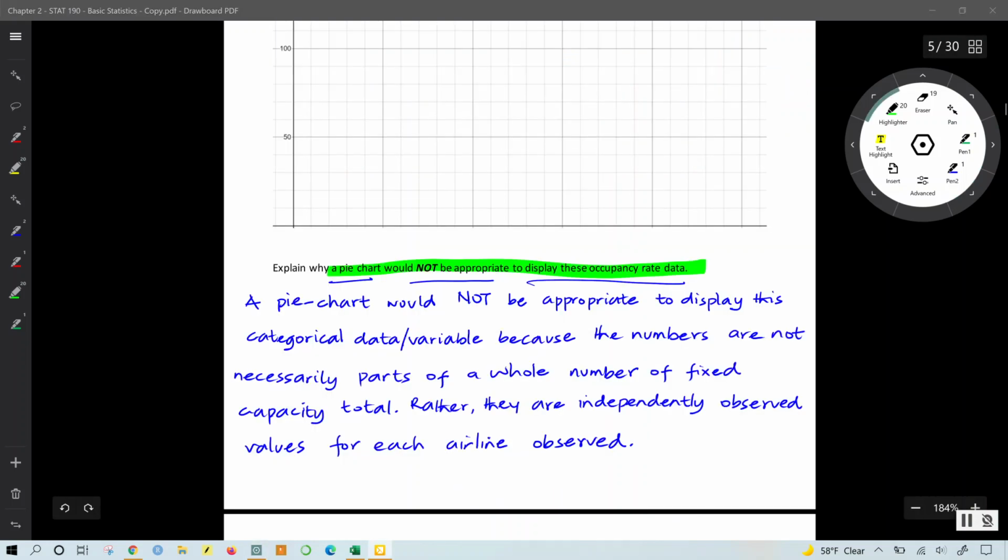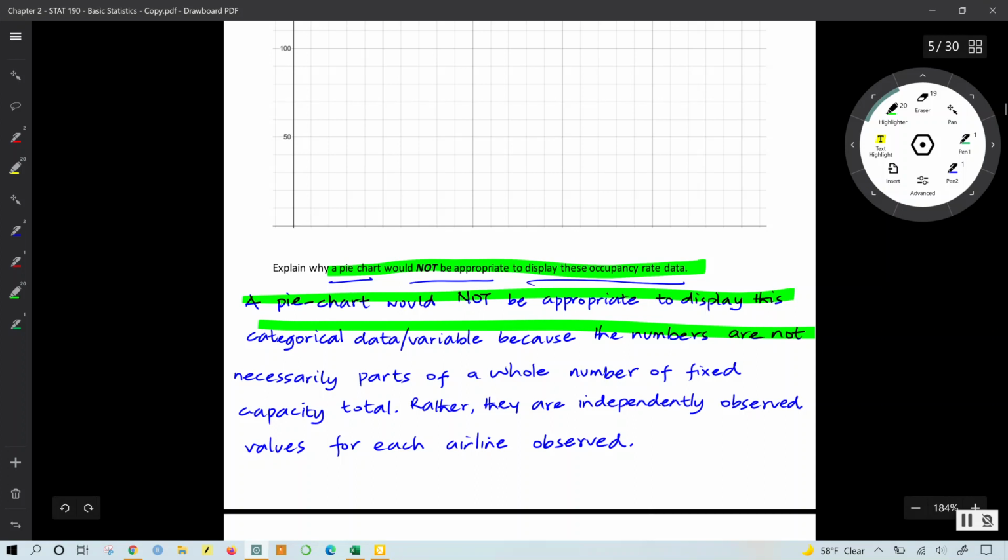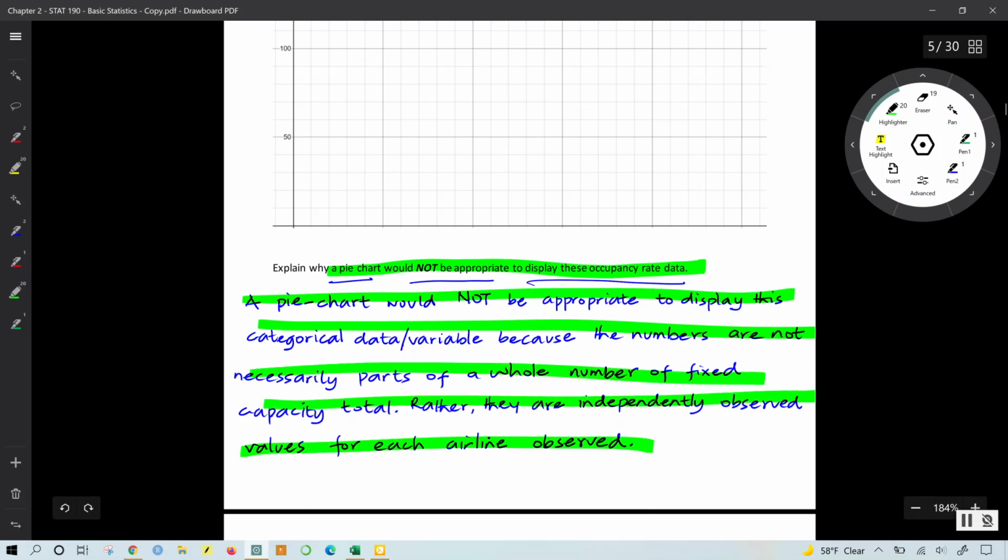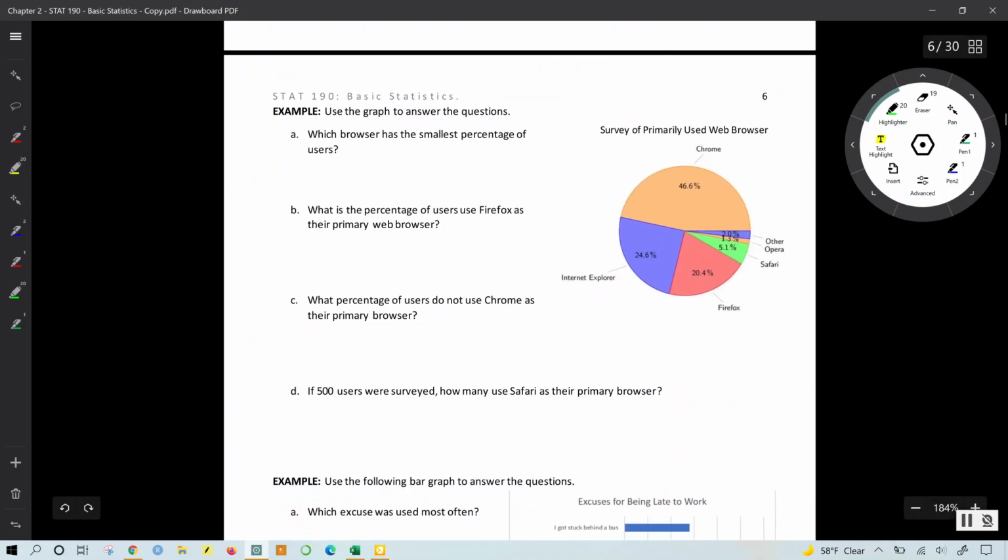So here on your screen, you can see the reason we just stated. You're welcome to pause the video and read through it. It's merely a formal documentation of the reason why a pie chart would not be appropriate. With that said, we proceed to another example.